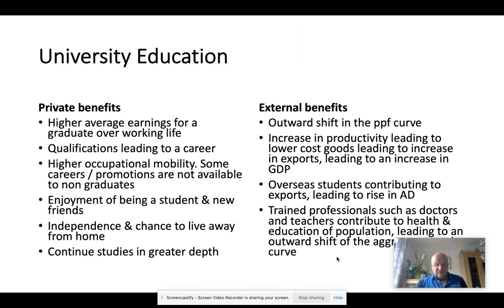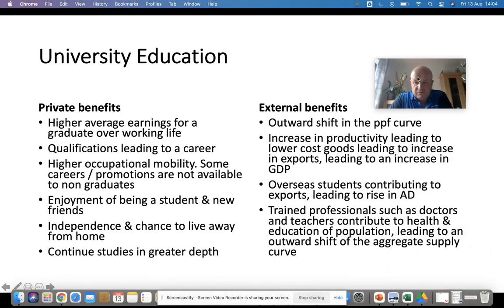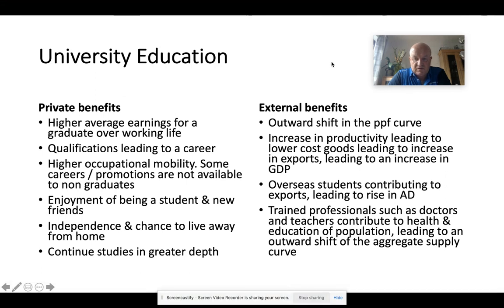Okay. We take university education as an example. Again, we can break that down into two different areas. We've got both private benefits and external benefits. So private benefits, obviously, if you choose to take a university degree, generally speaking, you're going to be earning higher average earnings over your working life than somebody who hasn't got a degree.